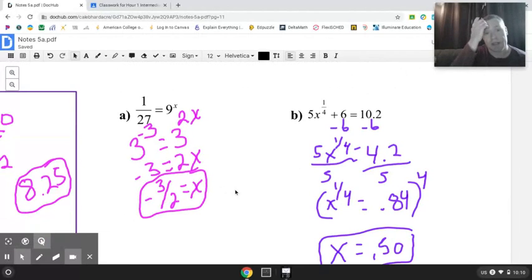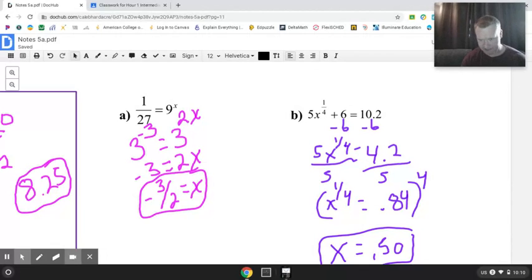Okay, so for letter A, 27 is 3 to the 3rd. Since it's a quotient, we make it a -3. 9 is 3 squared, so that would make that 3 to the 2x. T-chart, solve for x, and get -3/2. For B, first we got to isolate that x, so I got to minus the 6, and then divide by 5, and then I got to reciprocate to get rid of the 1/4, so the reciprocal of 1/4 is 4, so I would do 0.84 to the 4th and get approximately 0.5.